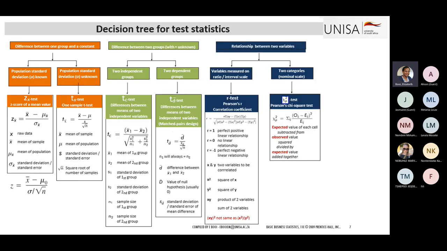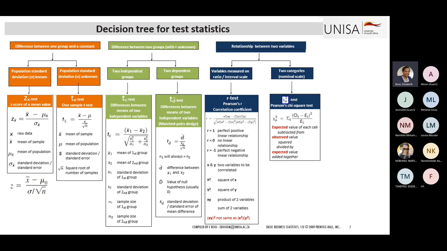Okay, so I want to go back to the decision tree for test statistics that we discussed earlier. This helps us with hypothesis testing in a way. In order for you to know what type of hypothesis testing you need to be doing, this decision tree will help you figure it out. So if we need to test a difference for one group, then it is what we're going to be doing today.